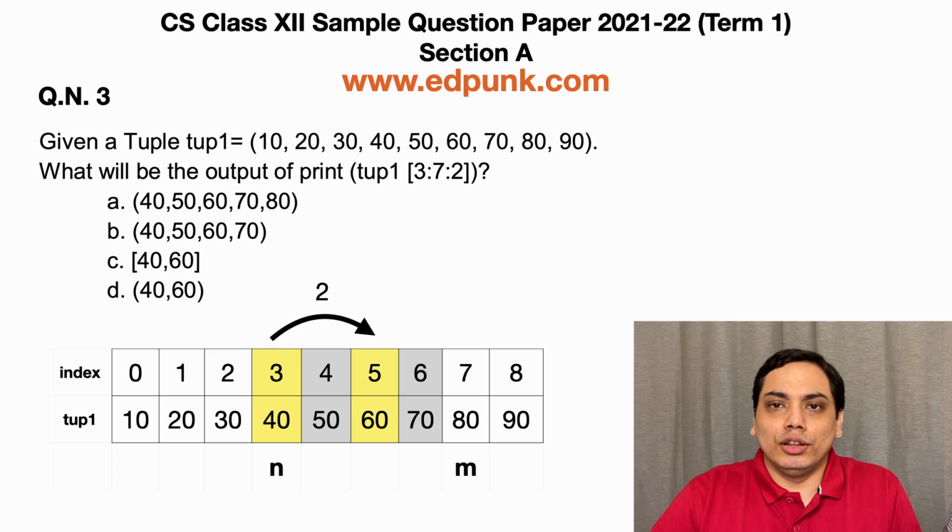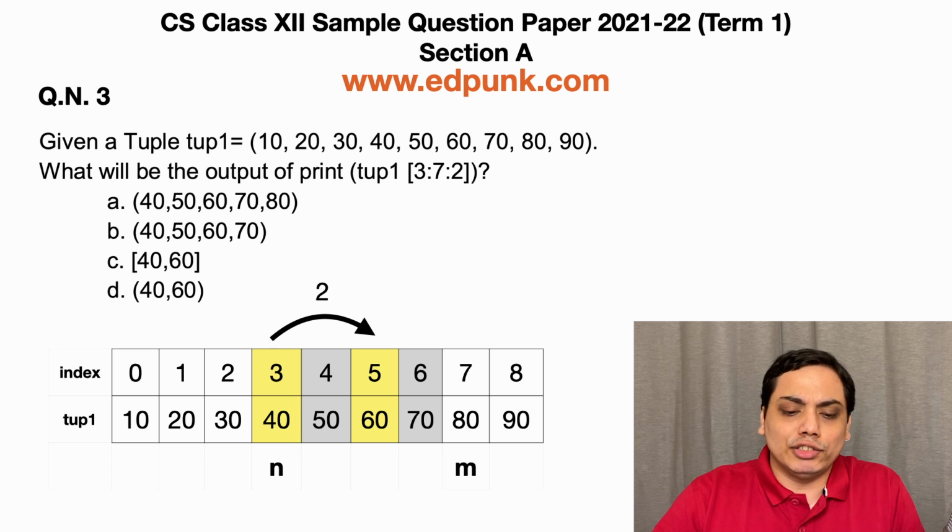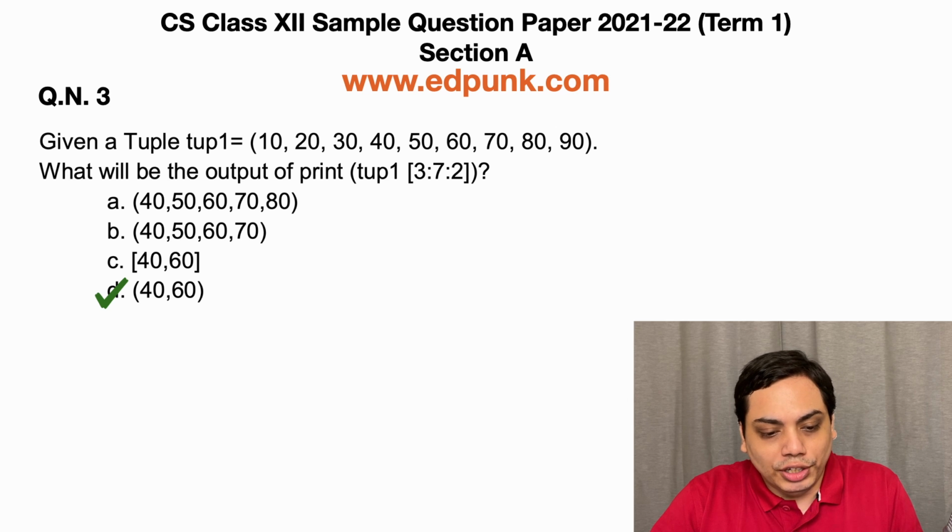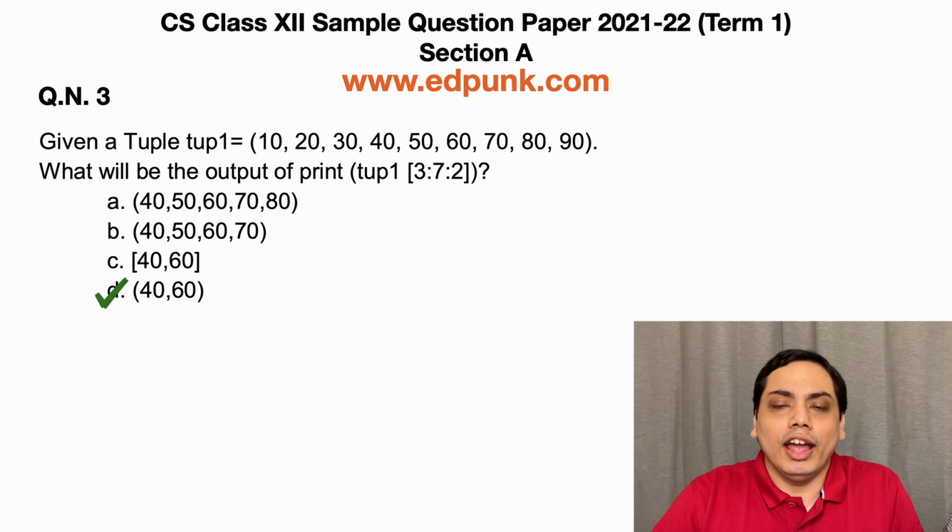So after the item 40, the next item will be item 60. Post which, if we take the jump of 2, then the index will be 7. But that is not a valid range, since the valid range is index 3 to index 6. Hence, the answer is option D, which is 40 and 60.